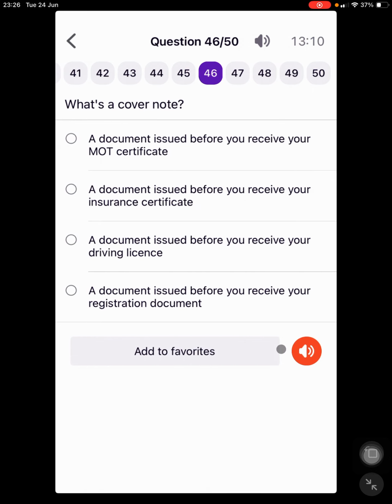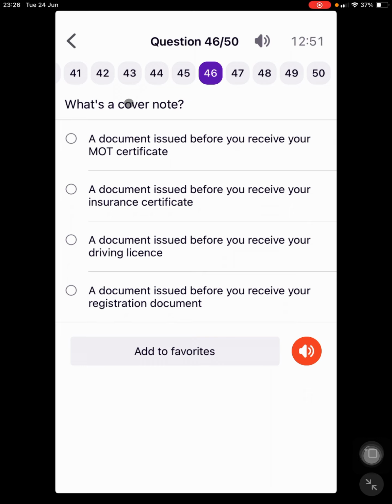What's a cover note? A document issued before you receive your MOT certificate. A document issued before you receive your insurance certificate. A document issued before you receive your driving license. A document issued before you receive your registration document.